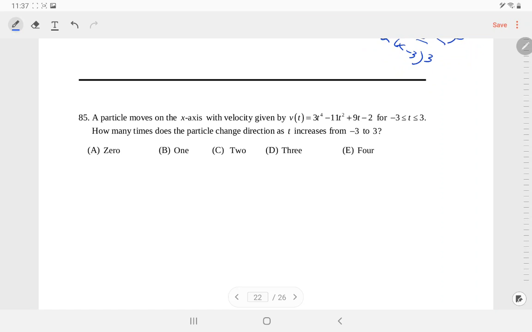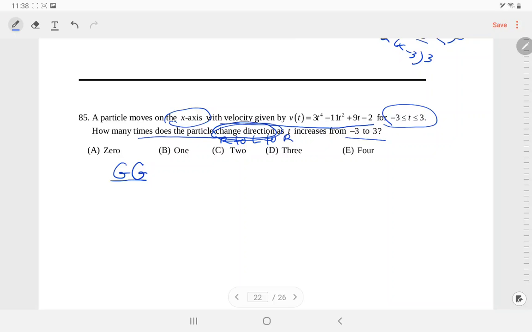Okay, 85. A particle moves on the x-axis with the velocity given by v. For the t's, how many times does the particle change direction as I go from negative 3 to 3? Okay, so I'm going to treat this as a graph given problem. Changes direction. That means I want to go from right to left, from left to right. Okay, so that feels like velocity.